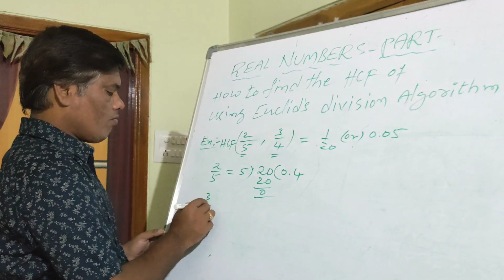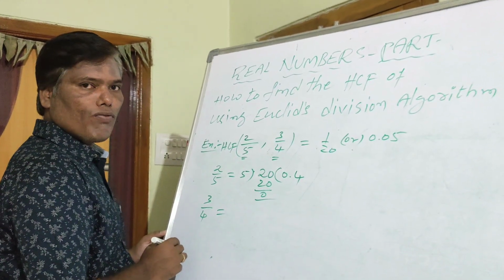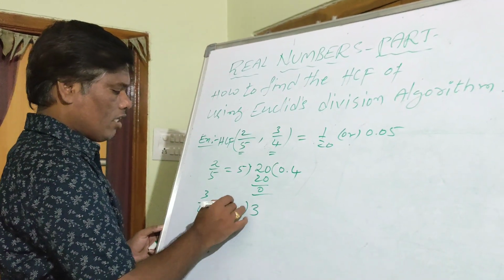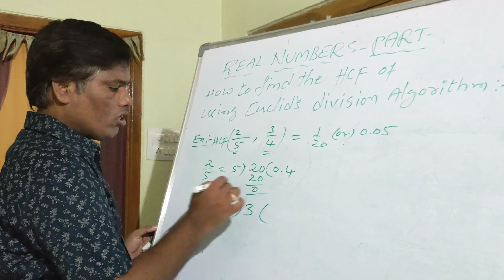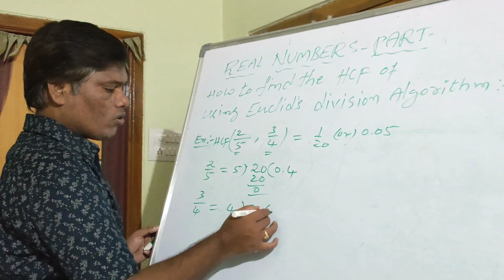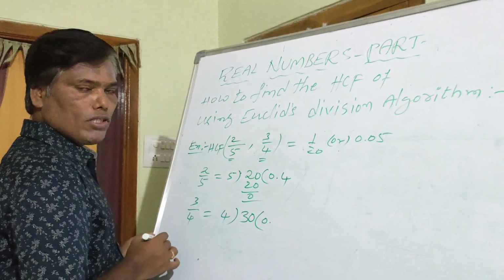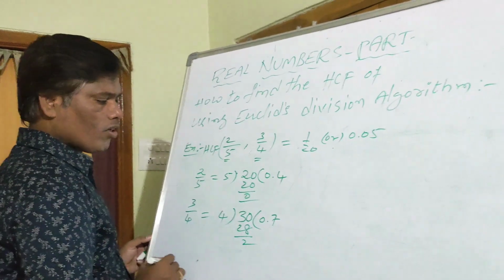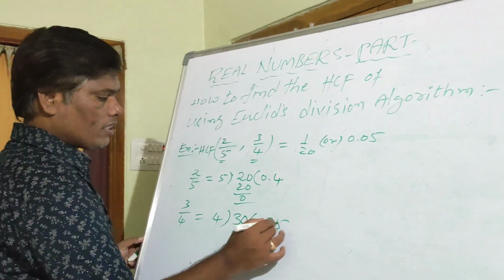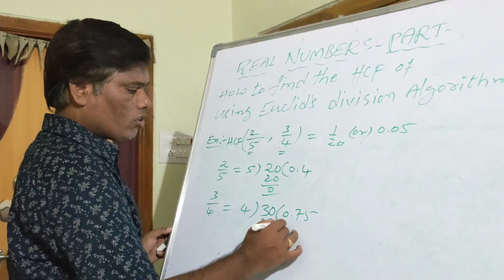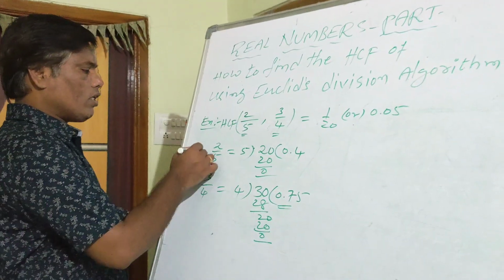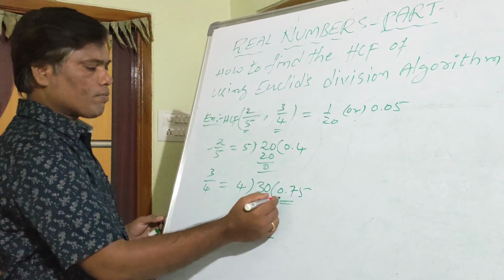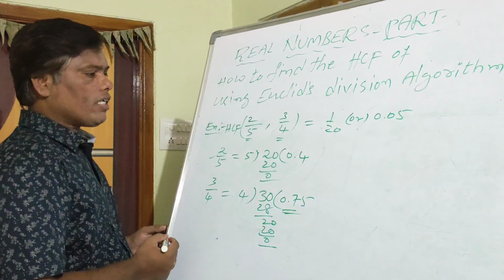So let us take 3 by 4 and express it in decimal form. We divide the numerator by the denominator. Numerator is 3 and denominator is 4. Divide 3 by 4. 3 won't go in 4, so keep the point. Then we can keep a 0. So 4 7s are 28. 2 remains. Then keep a 0. Then 4 5s are 20. So we got 0.75. So when 2 by 5 is expressed in decimal form, we get 0.4, and 3 by 4 when expressed in decimal form, we get 0.75.